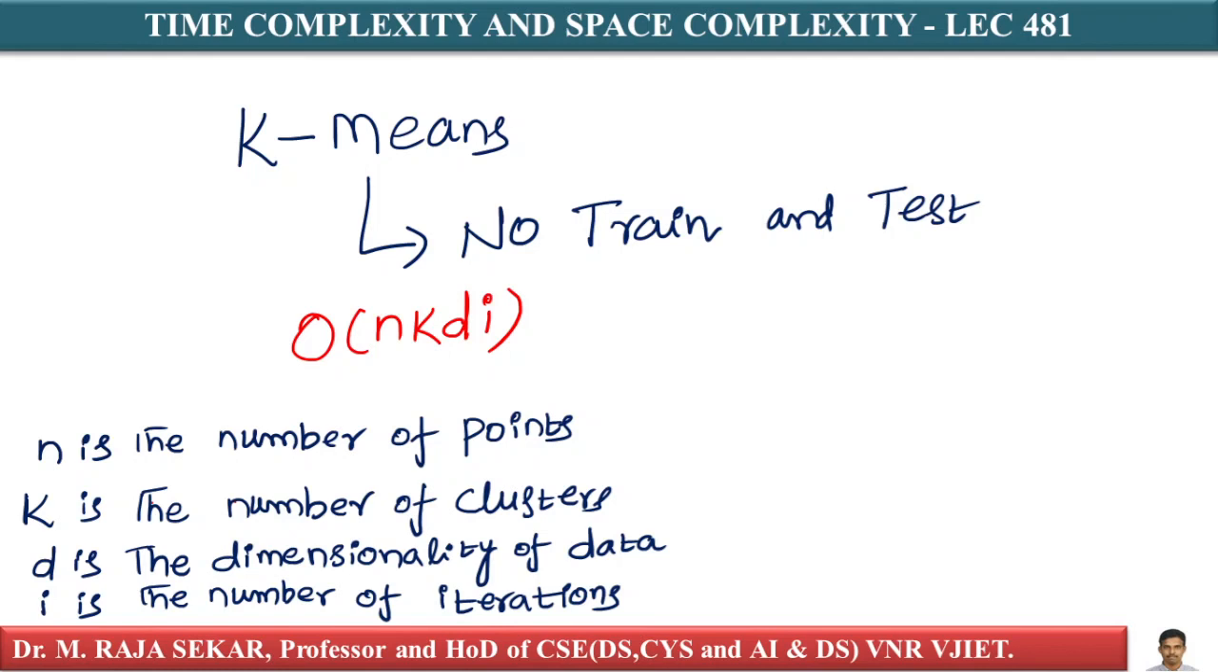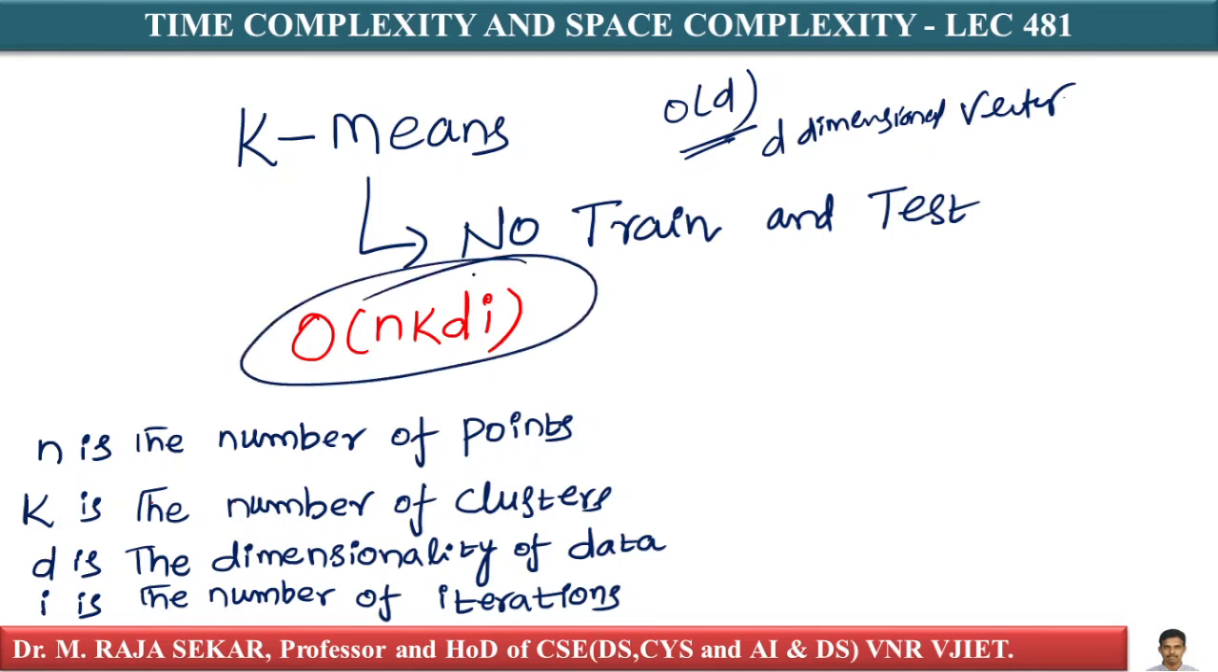To compute the distance, what do you need? I need order of d, isn't it? Because each data point is a d-dimensional vector. This is the whole thing. Order of n into k into d into i is your time complexity, isn't it?